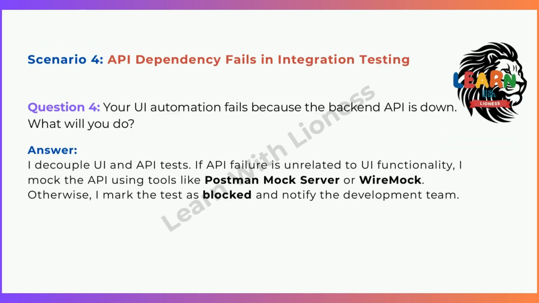Scenario 4. API dependency fails in integration testing. Question 4. Your UI automation fails because the backend API is down. What will you do? Answer. I decouple UI and API tests. If the API failure is unrelated to UI functionality, I mock the API using tools like Postman Mock Server or WireMock. Otherwise, I mark the test as blocked and notify the development team.